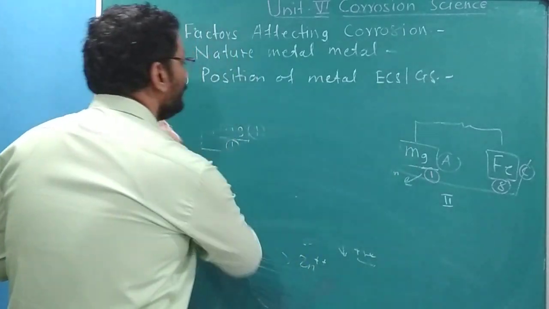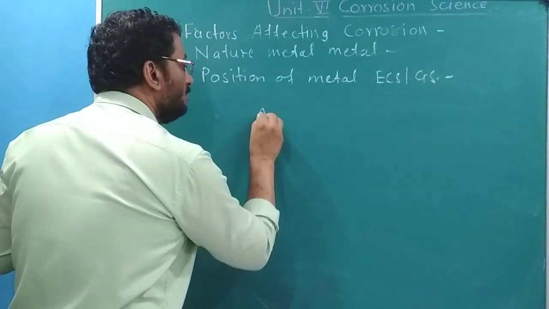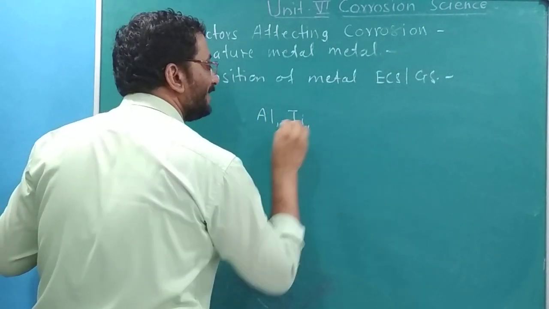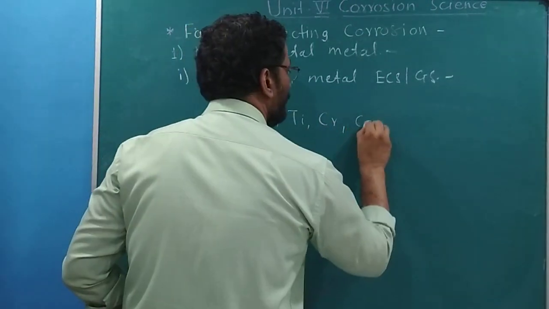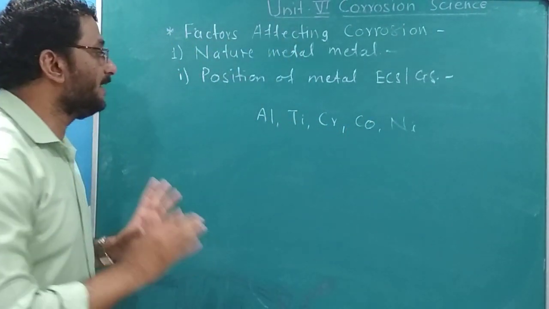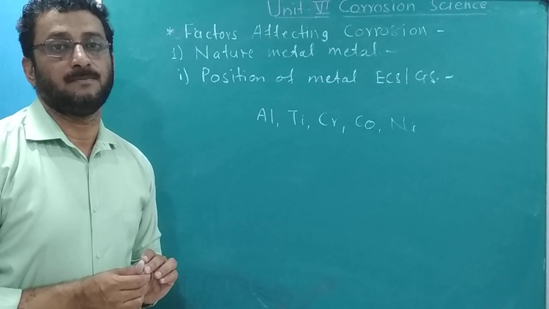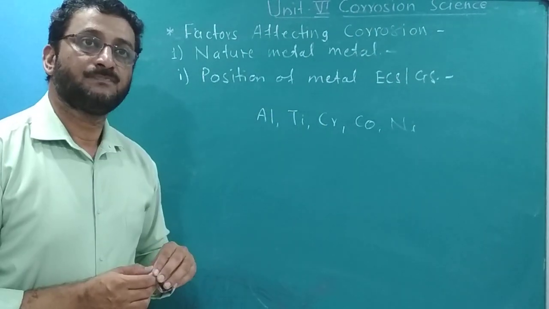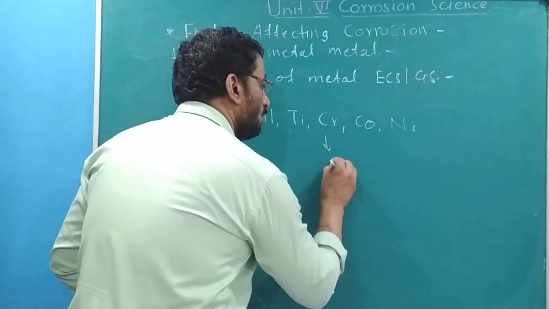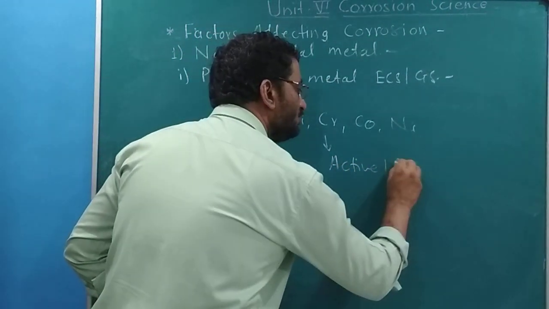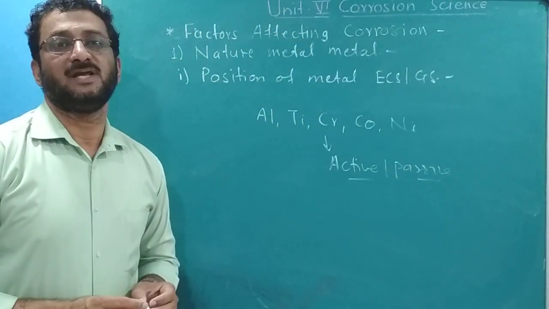Apart from that, we also know that there are certain metals. What are the names? Aluminium, titanium, chromium, cobalt, nickel. These are the 5 elements. Their position is high up in the series. They have negative values of electrode potential, so they should undergo corrosion at a rapid rate. But in the medium, they resist corrosion to a very high extent. That is because they show active-passive behavior. This information also we are getting from the position of the element in the series.